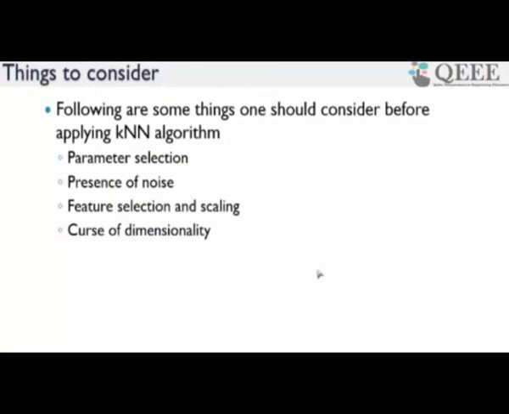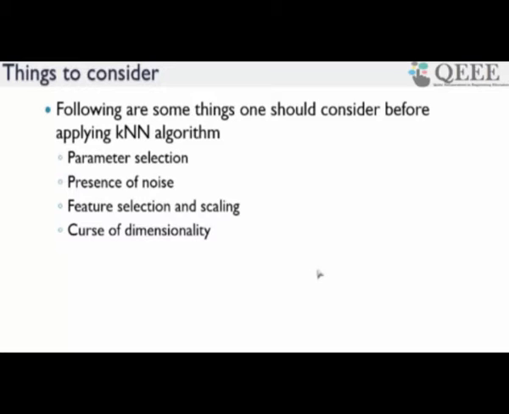So when you use the KNN algorithm, there are certain things that you need to be aware of. You have to choose the correct k that gives you the best result. Typically, the algorithm is run for different k's, and whatever gives me the best solution is chosen as the k that I am going to use.